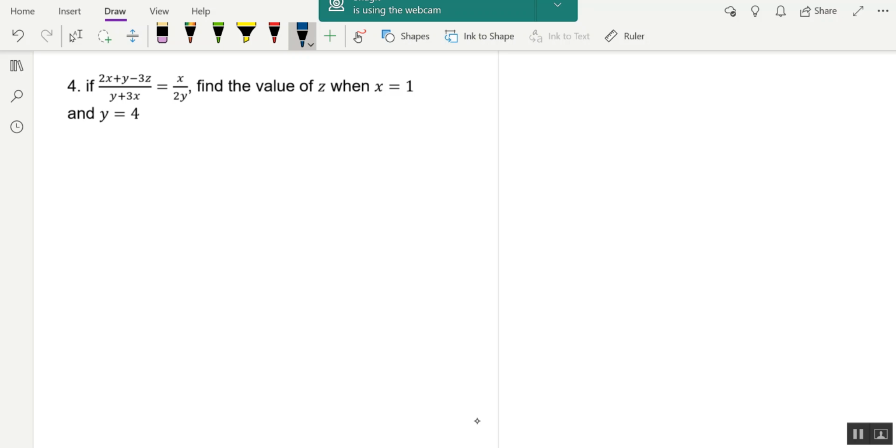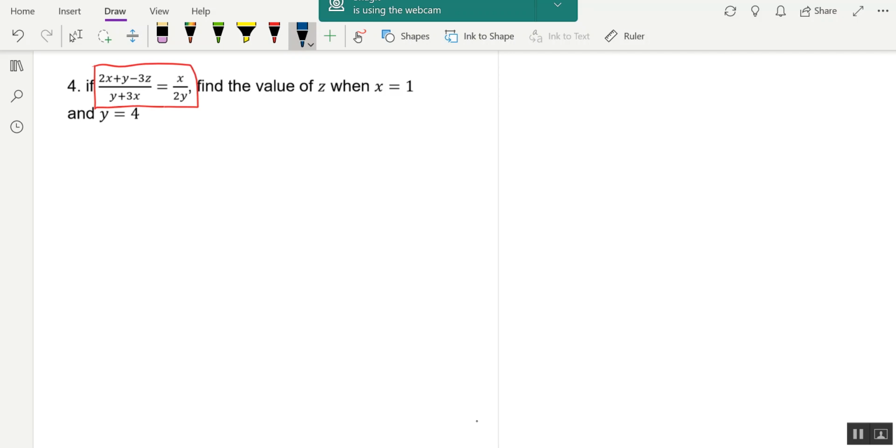Again, when you are substituting values, just put the number into the algebra, and when you put the number into the algebra, always have a bracket. They have told you this equation here. Do not do the equation separately.